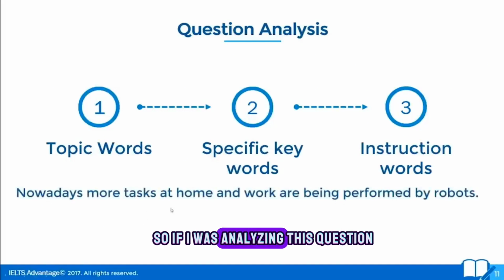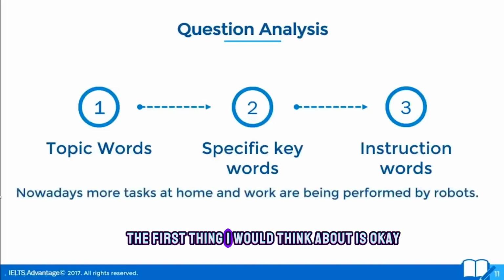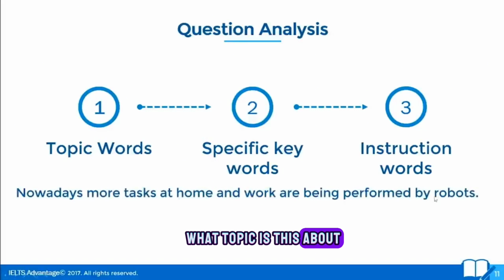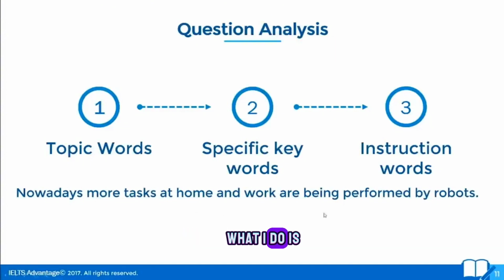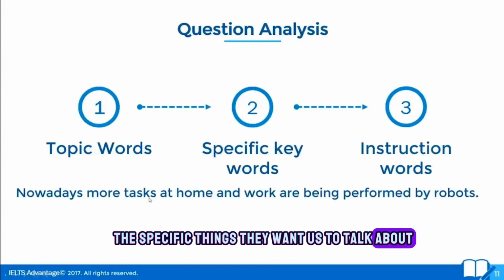If I was analyzing this question, the first thing I would think about is, okay, what topic is this about? Okay, robots working. So it's generally about technology. But I just don't write everything I know about technology. What I do is I have a look at it. What are the more specific keywords? So it's about robotics doing work for humans, basically. So that's the specific things they want us to talk about.